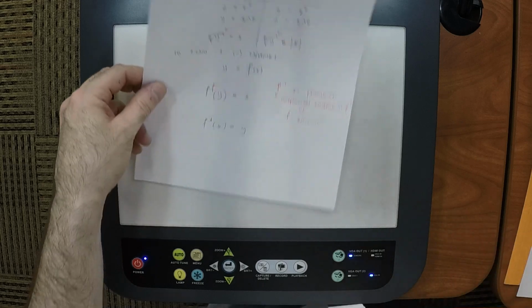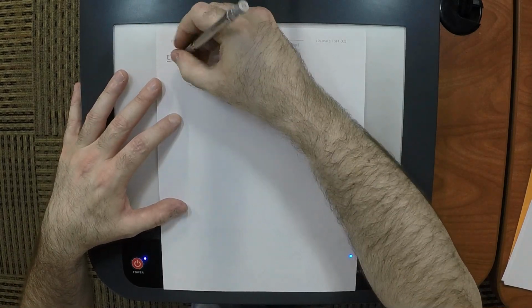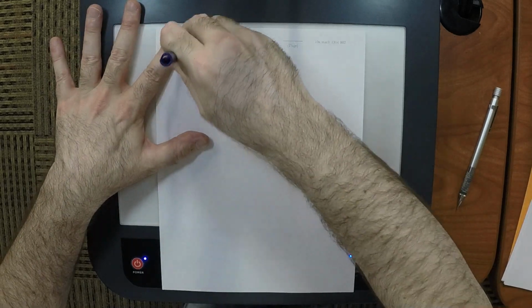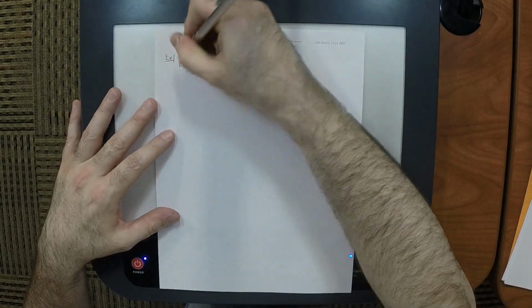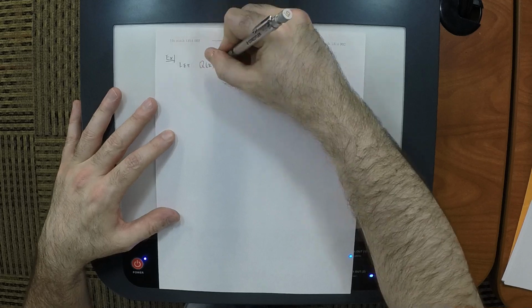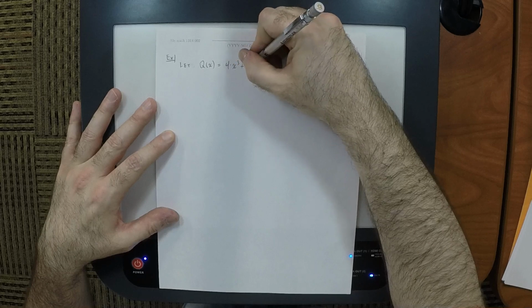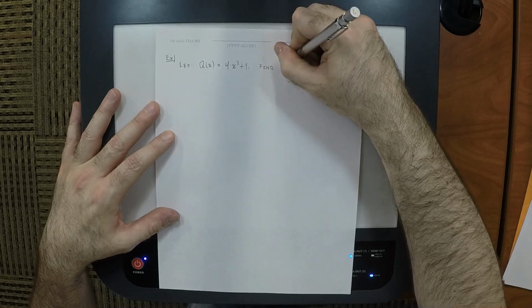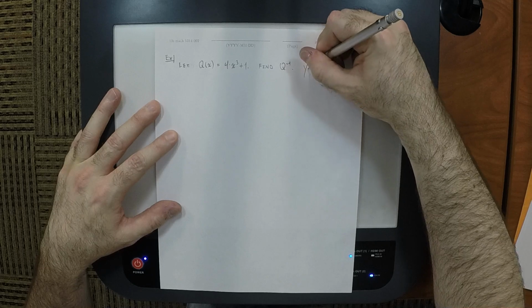Okay, so here's an example. So find, let q of x be 4x cubed plus 1. Find q inverse, composition inverse. Find q inverse, and then you may assume it exists.